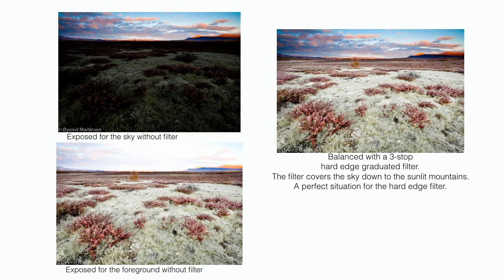Here is another illustration about the use. The upper left image is without the filter and exposed for the sky, and you see the foreground go dark. The picture down to the left is also without filter and it is exposed for the foreground and the sky is too bright. In the image to the right, the foreground and the sky is balanced with the use of a 3-stop hard edge graduated neutral density filter.